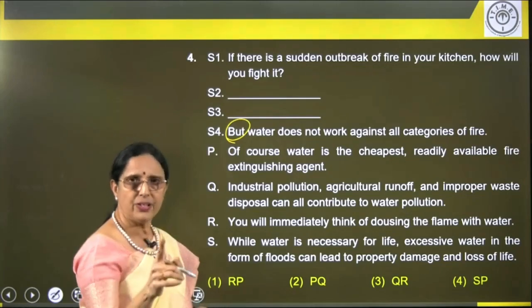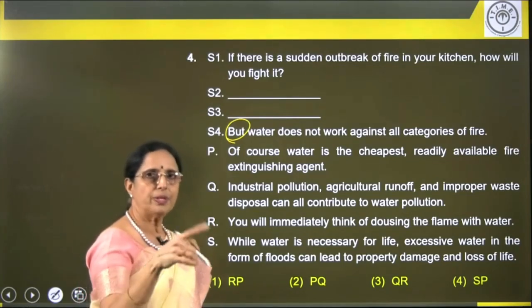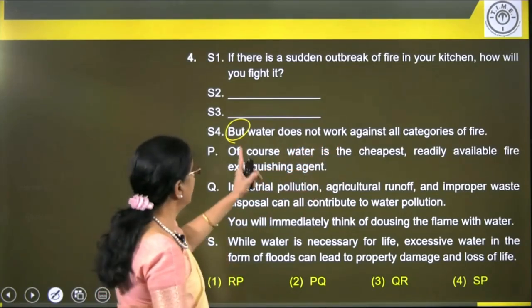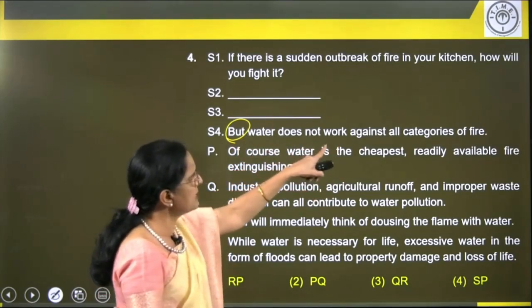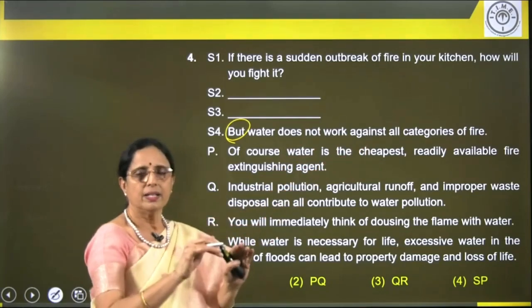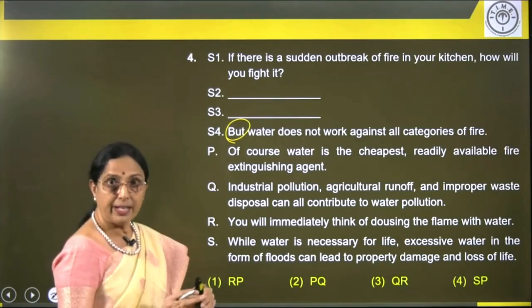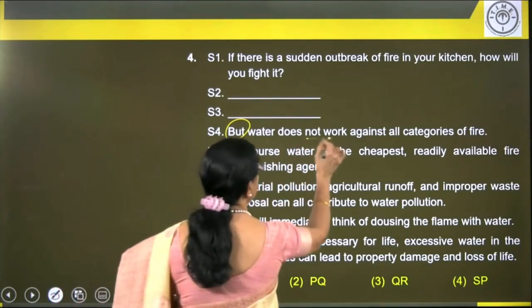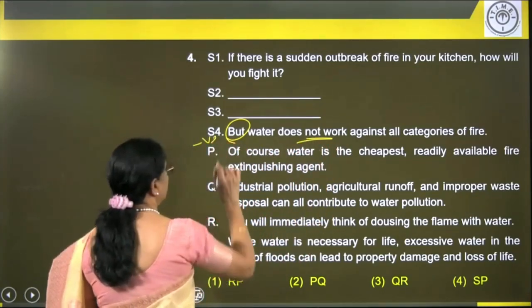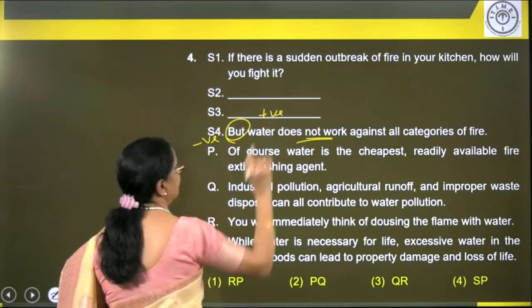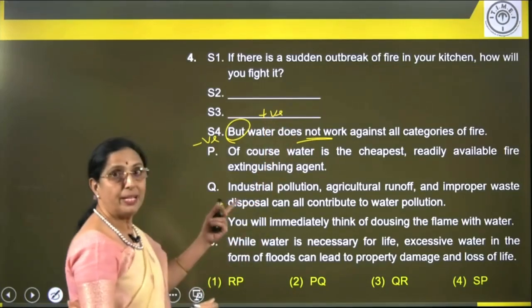But is a conjunction used to join one positive and one negative idea. So first let us see whether this is positive or negative. But water does not work against all categories of fire. You cannot extinguish all types of fire by using water. Alright? Okay. So positive or negative? Negative. Okay? And what should be the preceding statement? Positive. Alright? We are applying the strategy.